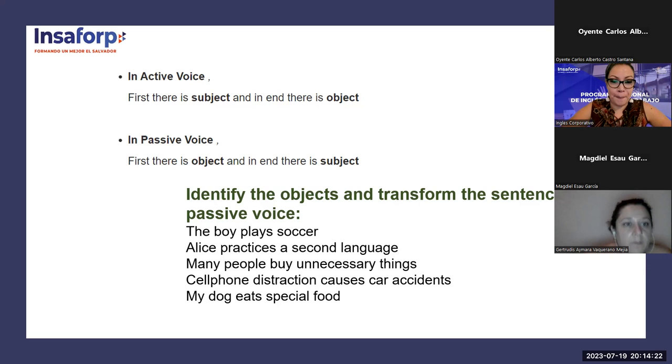That's the last one. My dog eats special food. What is the object? Special food? Special food, excellent. No solo food, sino que también el adjetivo que la describe. Special food eaten by my dog. Yes, solo me faltó una cosita por ahí que no escuché. Special food is eaten by my dog. Excellent, thank you so much. Perfect. Thank you so much, Alexis. Creo que fue. No logré ver quién fue, but I think. Yes. Excellent. Thank you so much.